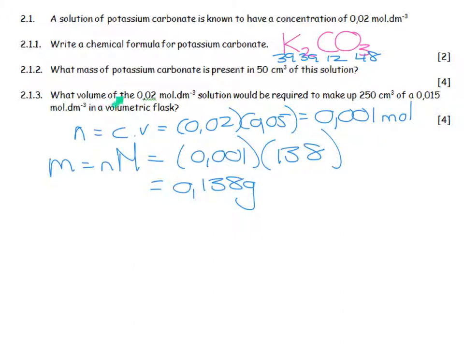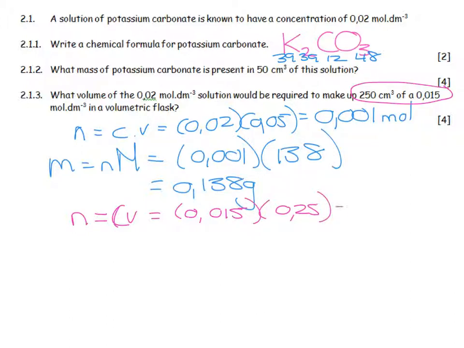What volume of this solution would be required to make up a new solution in a volumetric flask? So remember that it's a dilution, which means we're going to keep the number of moles between the two flasks the same. I'm going to first say, what is the number of moles that I require? I'm going to take the information of the final solution. So that's going to be concentration times volume, which is equal to 0,015 times 0,25. Remember, we want it in decimeters cubed, so it's 0,00375 moles.